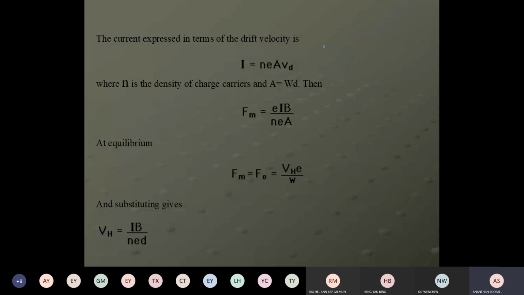What is the purpose of doing this? We want to prove that VH is proportional to the magnetic field strength. This is the final equation we are going to form: VH is found to be proportional to B. But how they got this, you have to know. In the exam, they can ask this.